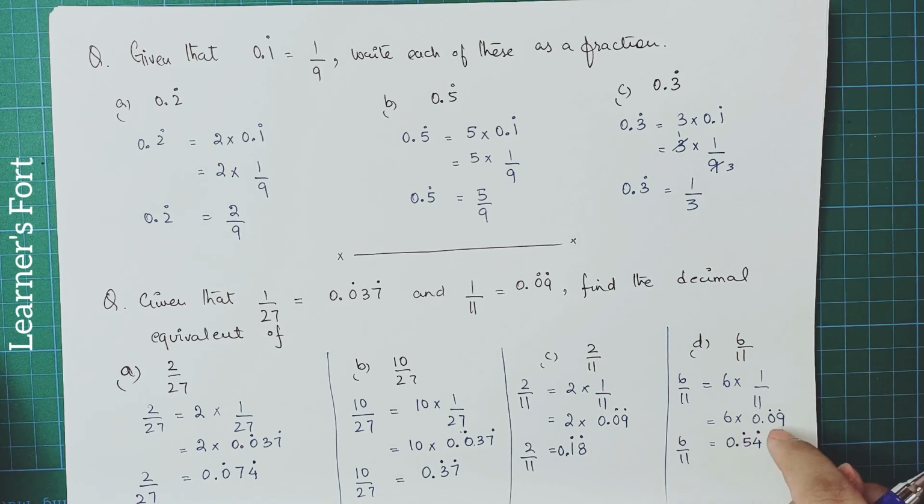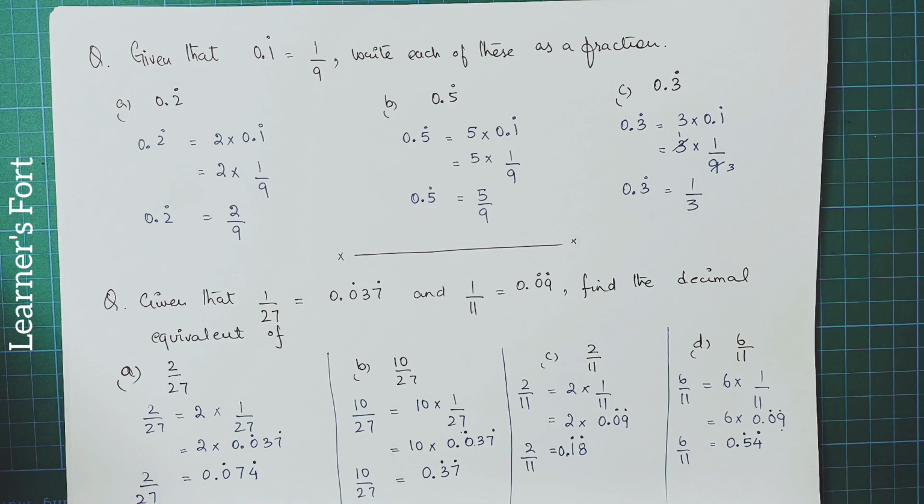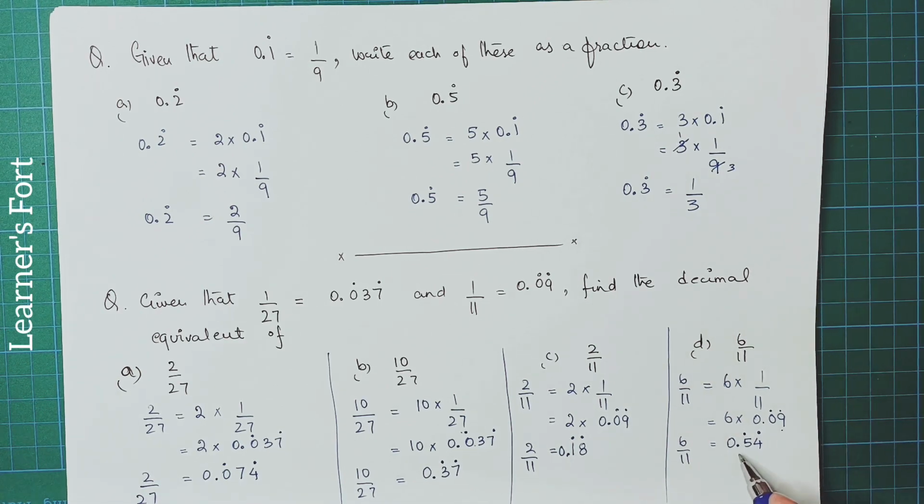If it was, let's suppose, 1, 0.01, it will be written as 0.06 and so on. All right, so 6 upon 11 can also be expressed as 0.54, 54, 54, with the recurring dots over it. Okay, so I hope you understand this very clearly.